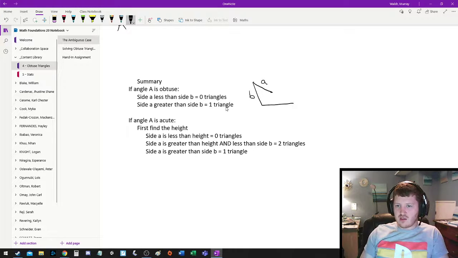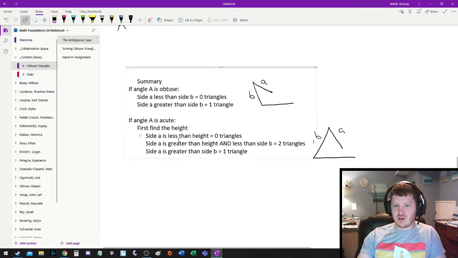If the angle is acute, we need to see how long A is. Is this one short enough that it can't reach at all? Is it long enough, longer than the height, that it can reach twice? Or is it longer than B, so that it's going to be just 1 triangle? And that is our 3 cases here.